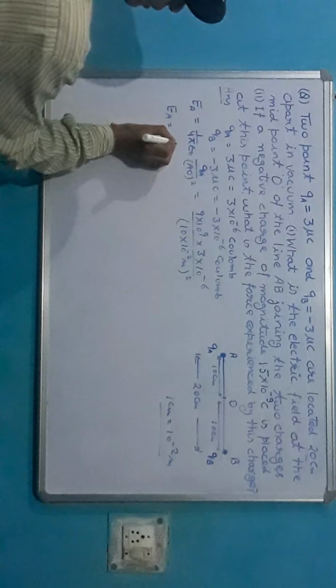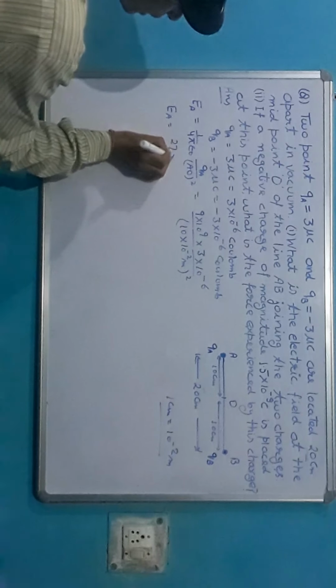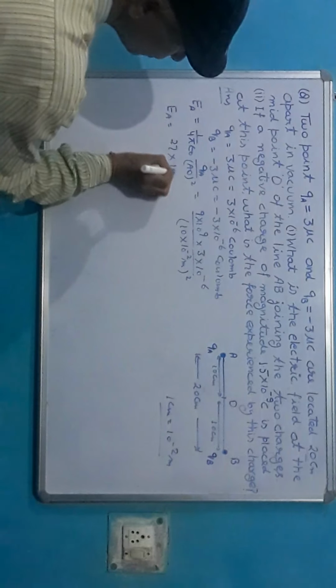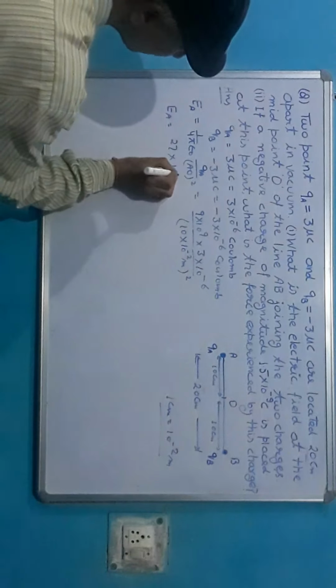We get EA is equal to 9 times 3 is 27, and here the power comes out to be 10 to the power 9 plus minus 6, that is 10 to the power 3. In the denominator, you get 10 square, 10 to the power minus 2 squared, 10 to the power minus 4. Now I can write 27 into 10 to the power 3, and here I get 10 to the power 4 in the denominator, so 27 into 10 to the power 3 into 10 to the power 4, that will become positive.